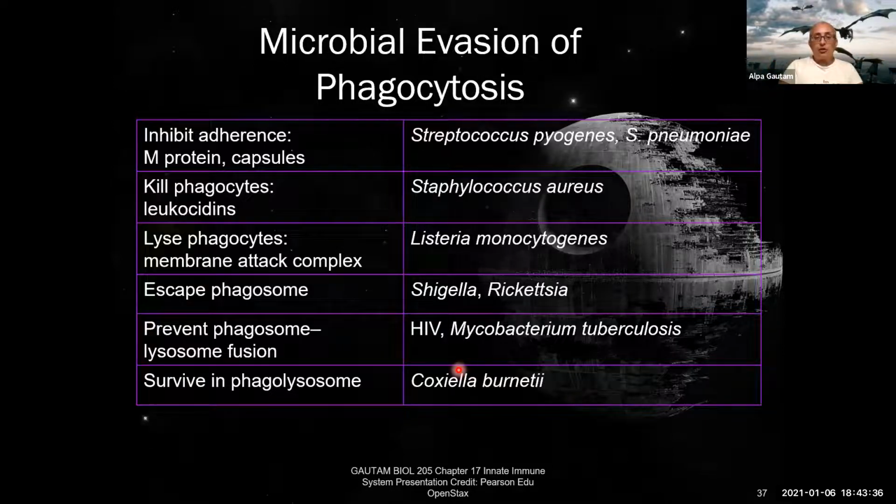Right? Coxiella burnetii actually survives in high acidity. The hydrolytic enzymes are enzymes that work at very low pH. That's how they destroy the microbes within the phagolysosome. But Coxiella burnetii thrives in very low pH, so it survives within the phagolysosome. Right? So these are the microbial evasions of phagocytosis. This is how these microbes, which we encounter, counter the phagocytes.